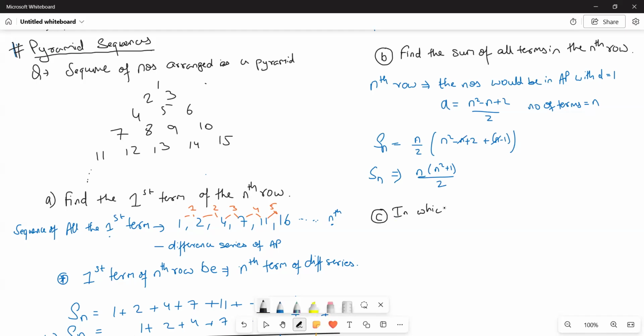In which row will the number 1000 lie? In which row will the number 1000 lie? Now 1000 is a randomly chosen number. We could actually do it for any number. In which row will this number lie?